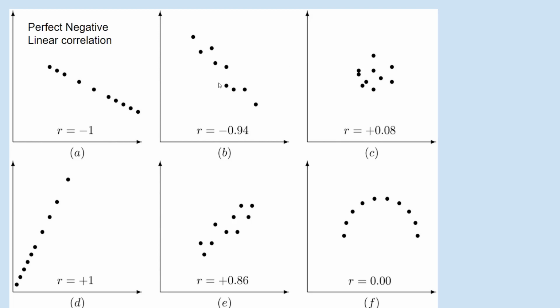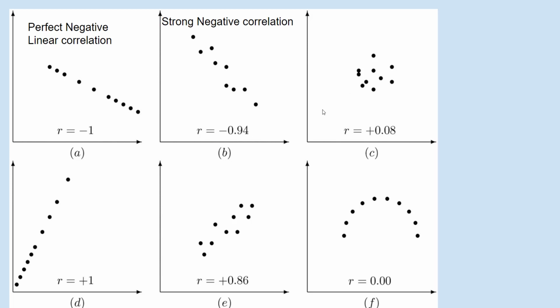The next graph that I have here is quite tight as well. So in real life, you're not going to see a perfect trend line in most cases. This is strongly negatively correlated here. As x increases, y is decreasing.